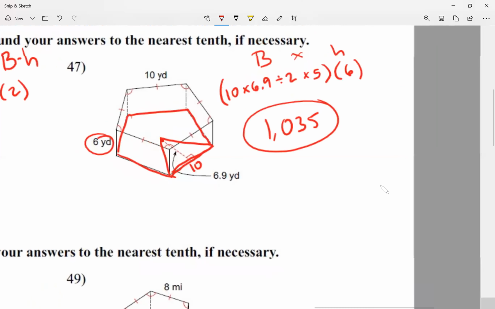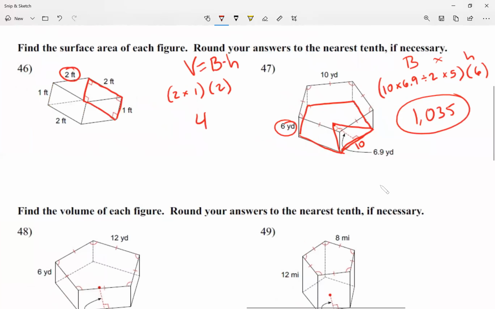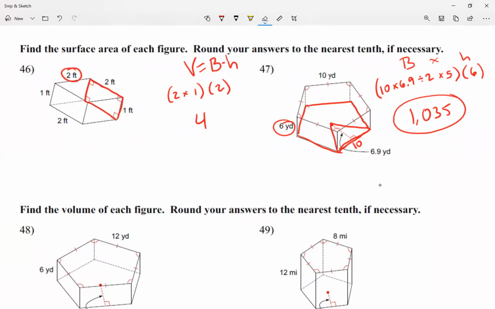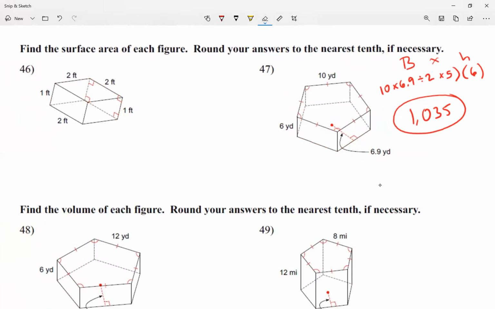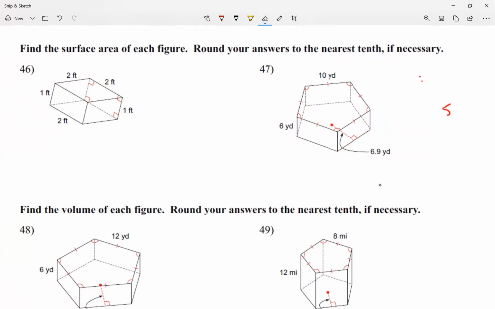Oh, I did not read the instructions. Okay, let me erase this real quick. I did volume. We are reviewing surface area. I guess you guys have practice for volume. Now, surface area. Gotta read the instructions. This is where we started talking about surface area.